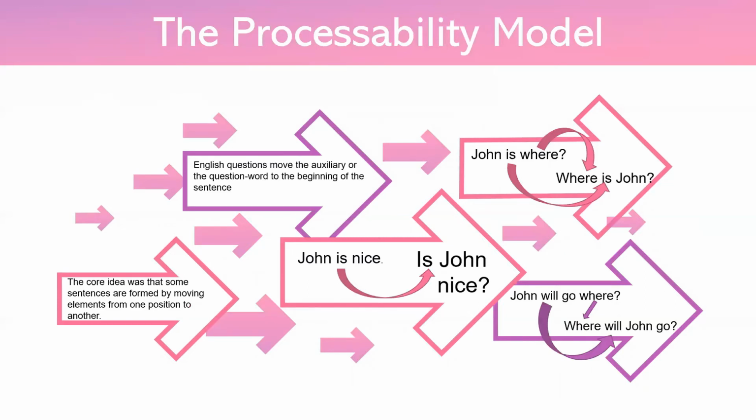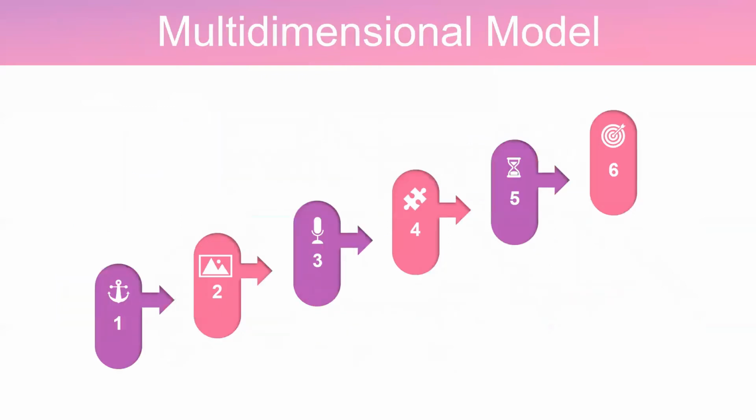In forming English questions, we move the auxiliary or the question word to the beginning of the sentence. So John is nice becomes is John nice by moving is to the beginning. John is where becomes where is John by moving first where, then is. And John will go where becomes where will John go by moving both where and will in front of John. The multidimensional model sees syntactic movement as the key element in understanding the learning process sequence, and movement clearly makes demands on the student's memory processes.